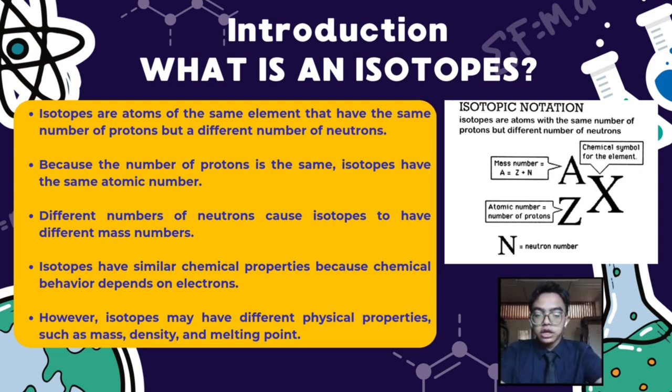The isotopic notation shows that the big X is the chemical symbol for the element, A is the mass number, Z is the atomic number, which is also the same as the number of protons, and N is the neutron number. So to calculate the mass number, atomic number plus neutron number gives the mass number.